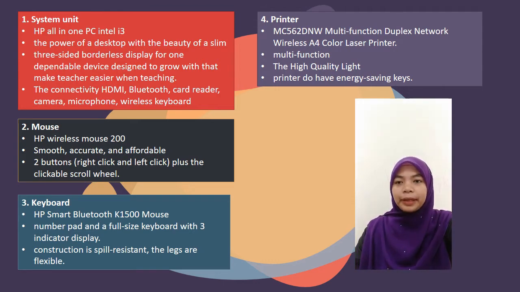For the printer, we chose the MC562dW multifunction duplex network wireless A4 color laser printer. This printer is multifunction, which means we can print out paper, and we can also photocopy and fax. This printer is also a high quality printer, and it has an energy saving key.